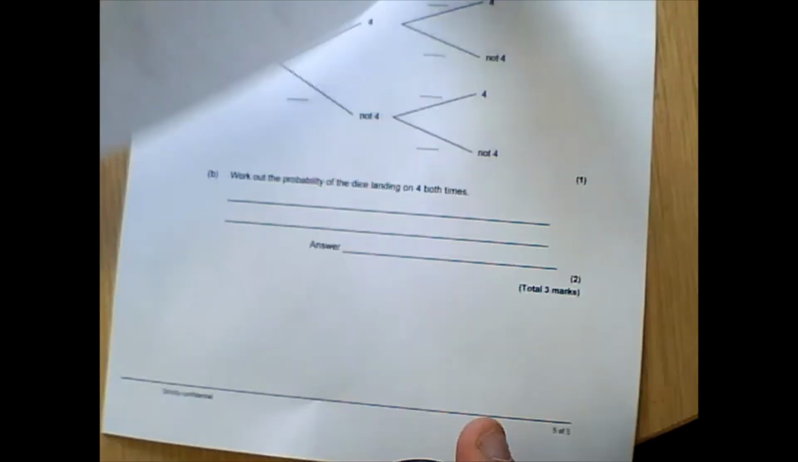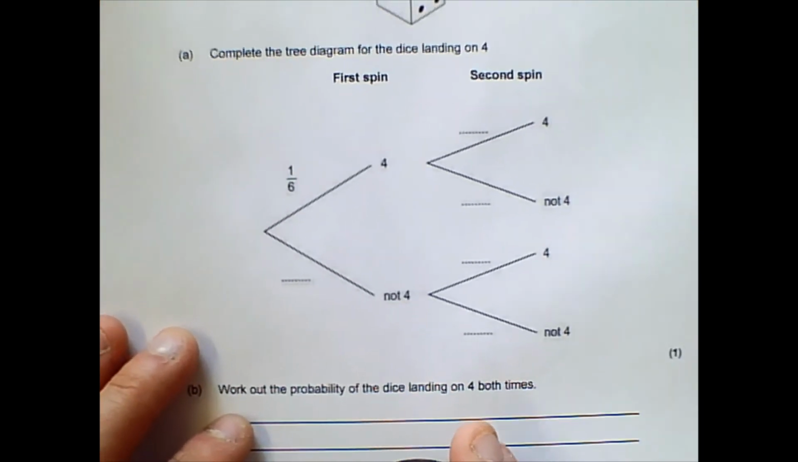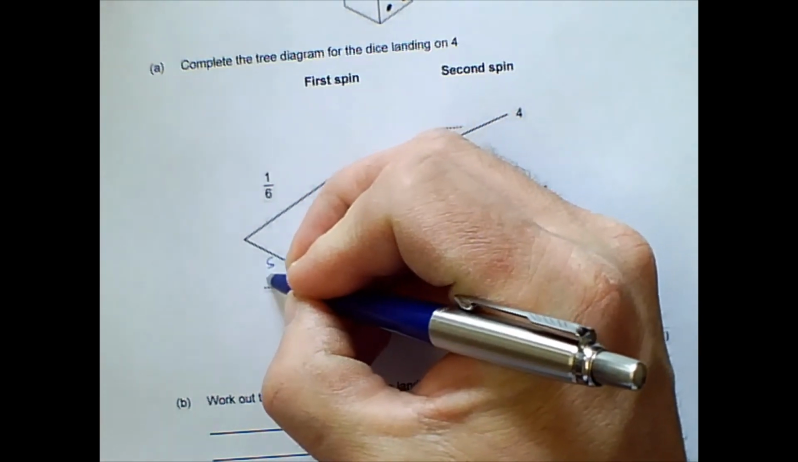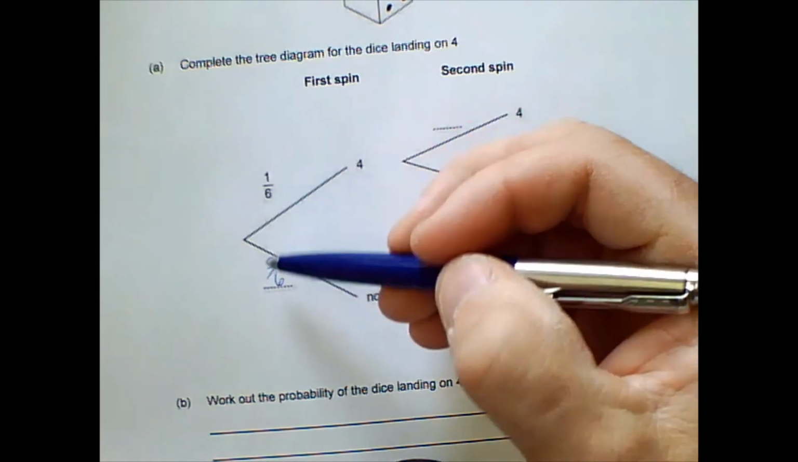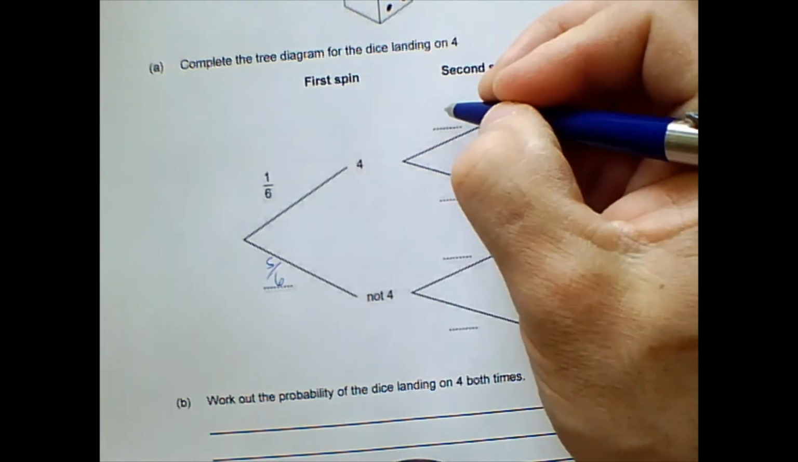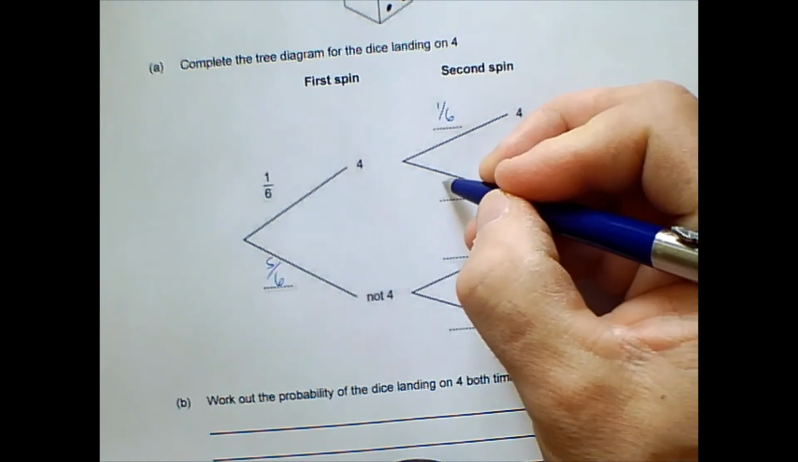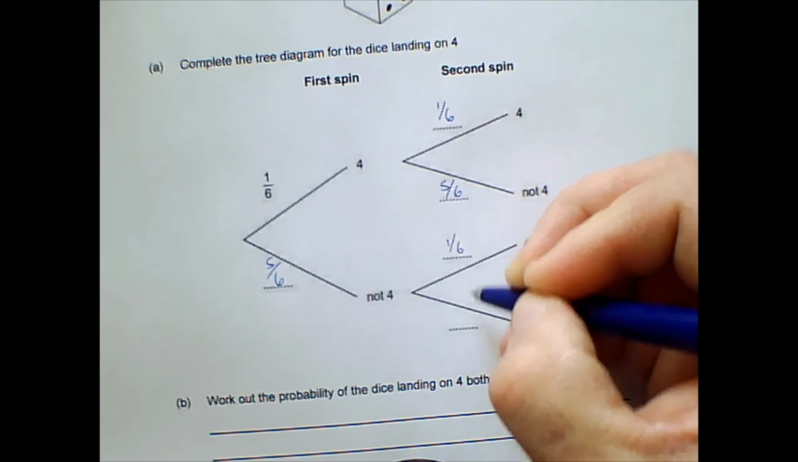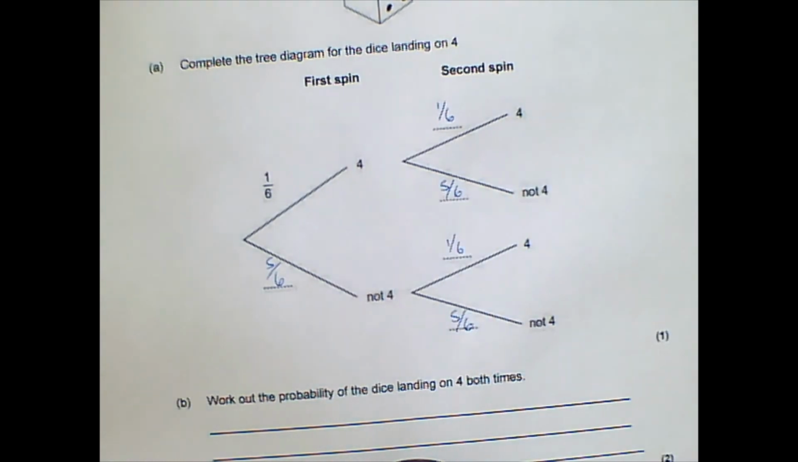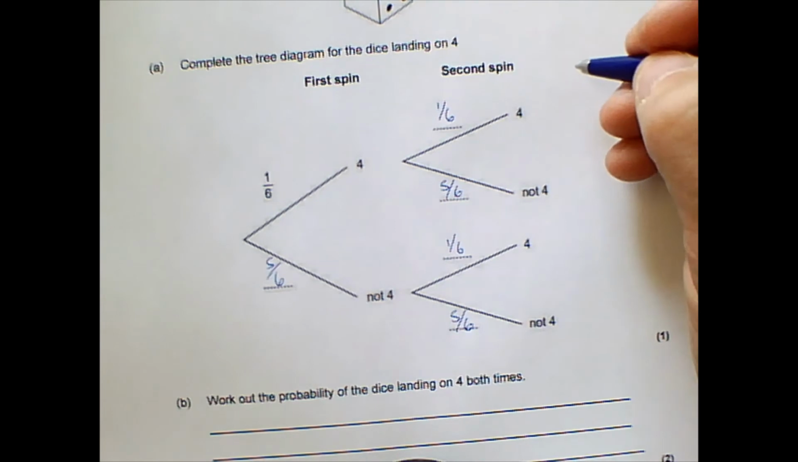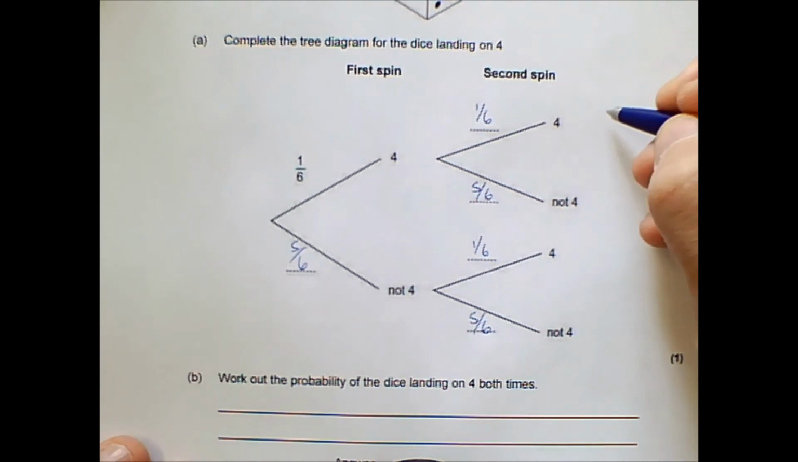Last but not least then, on to question 5. We've got a tree diagram. And we've got a 4 or a not 4. Now remember, each of our branches adds up to 1. So 1/6 and 5/6 adds up to 1. And actually, because it's still a 4 and not 4, we've got the same probabilities on the side. Now, I would always write down our two different results here.